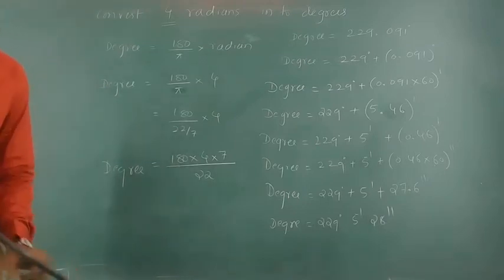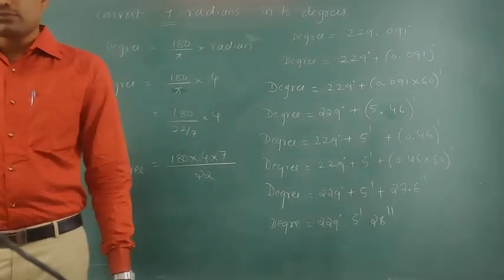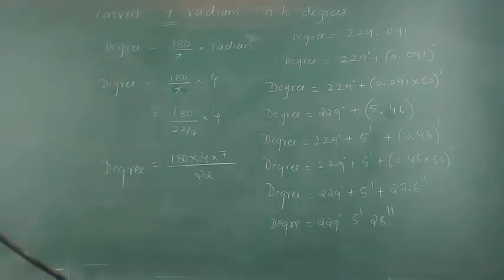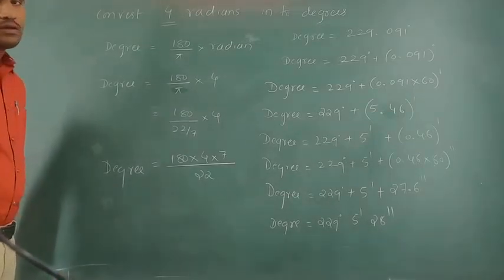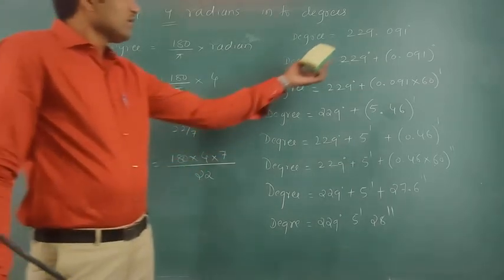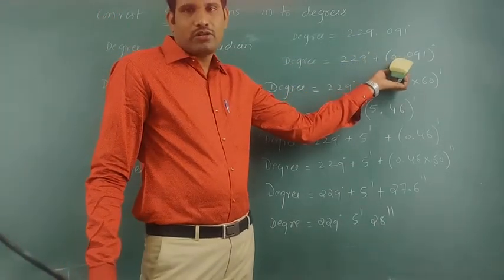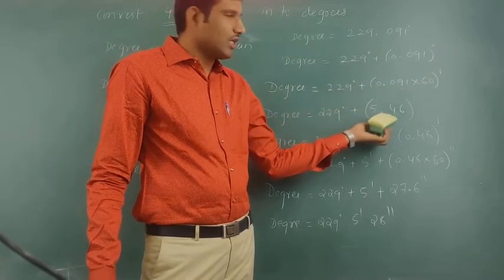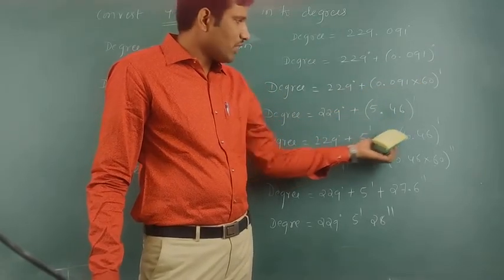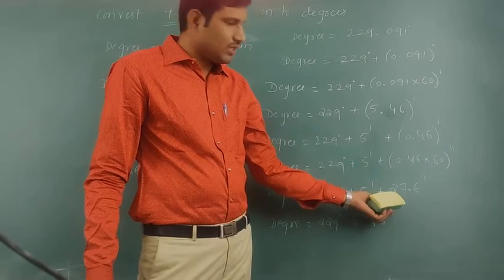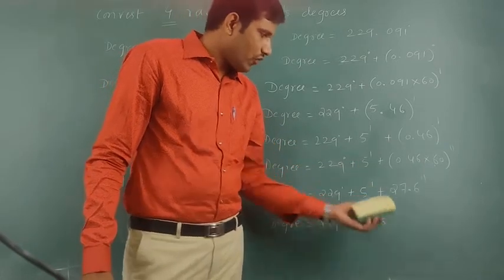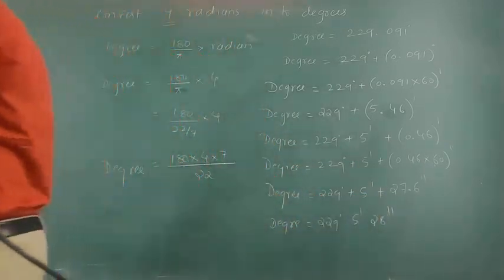Is it clear? Okay, just convert that: 229 degree plus 0.091. 0.091 into 60 is 5.46. Again 5 plus 0.46. 0.46 into 60 is 27.6. When you round off to higher value, you are getting 28. Right?